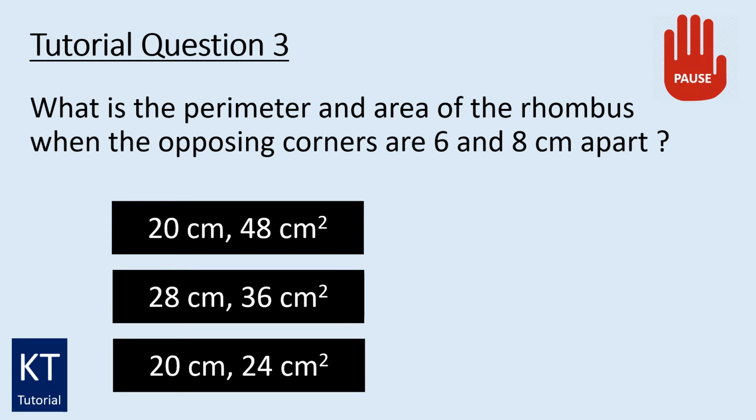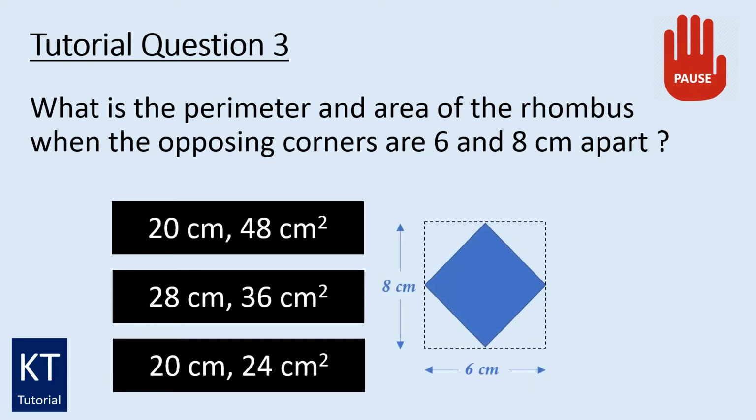Tutorial question 3. What is the perimeter and area of the rhombus when the opposing corners are 6 and 8 cm apart? If you cannot visualize the question, let the video roll. Here is the visual representation for what is said in question 3. Do press the pause button now if you need more time to think through this question.